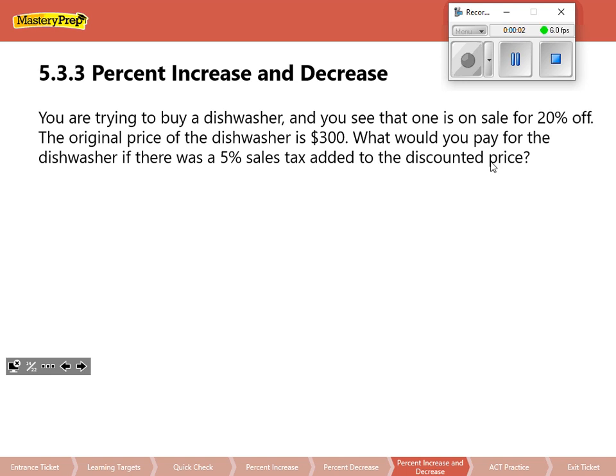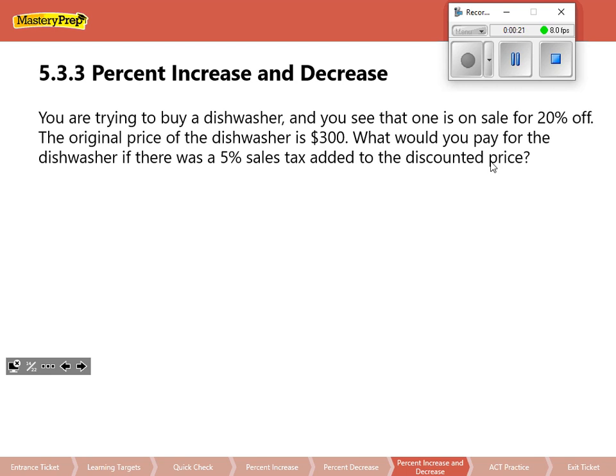All right, guys, so on Friday, what we ended up doing was talking about percent increase and percent decrease. We did one or the other. So what we're going to talk about today and finish up this lesson is percent increase and percent decrease. So we're going to be talking about both.